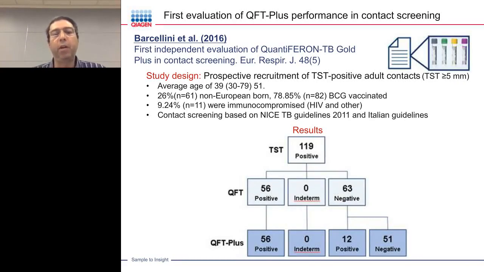And one of the studies that has really, I think, set the world interest on fire somewhat was the first study done in contacts. And this study was done in 119 skin test positive contacts. And they compared QuantiFERON, the third generation, to the new QuantiFERON Plus, and were able to show that these skin test positives were very heavily impacted, most likely by BCG vaccination, and that 63 of these individuals were negative by QFT. However, 12 of these QFT negatives were picked up as positives with QFT Plus.